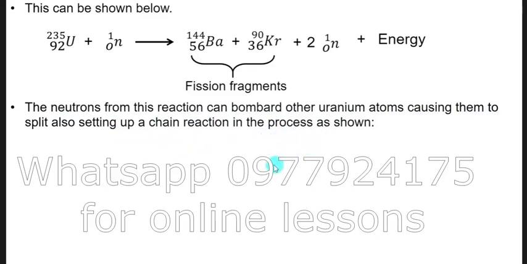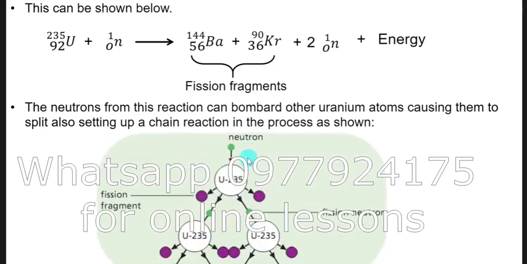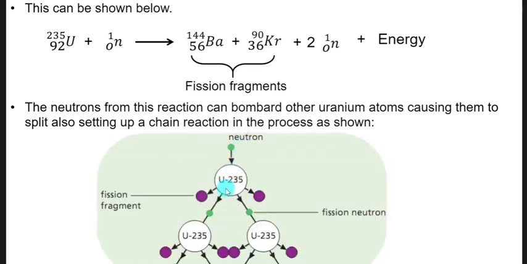So this one now can cause a chain reaction where, for instance here, one neutron bombards this uranium-235, then it splits into what we are calling fission fragments, which are these, and this one here, releasing these 2 neutrons and some energy.